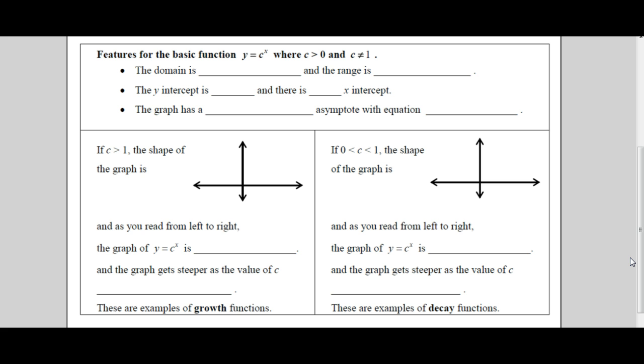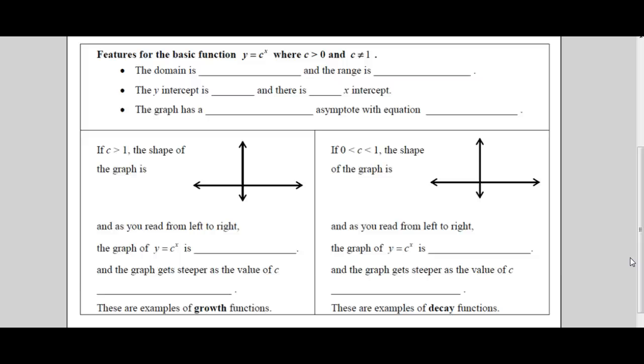Features for the basic y equals c to the x. Don't worry, we still have 4 minutes. We can finish. Don't worry. We're going to go over this again tomorrow, but with a different sheet, or not a different sheet, but a different thing. So we will have seen this. You're going to see it again tomorrow, so we'll go back through it.